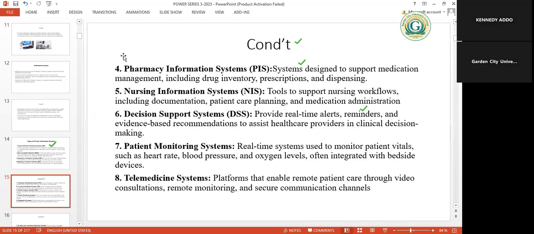Then patient monitoring system, a real-time system used to monitor patient vitals. So we are looking at such as heart rate, blood pressure, oxygen levels. They are integrated with the bedside devices. So we are looking at something like an electrocardiogram, something to monitor the electrical activities of what? The heart.